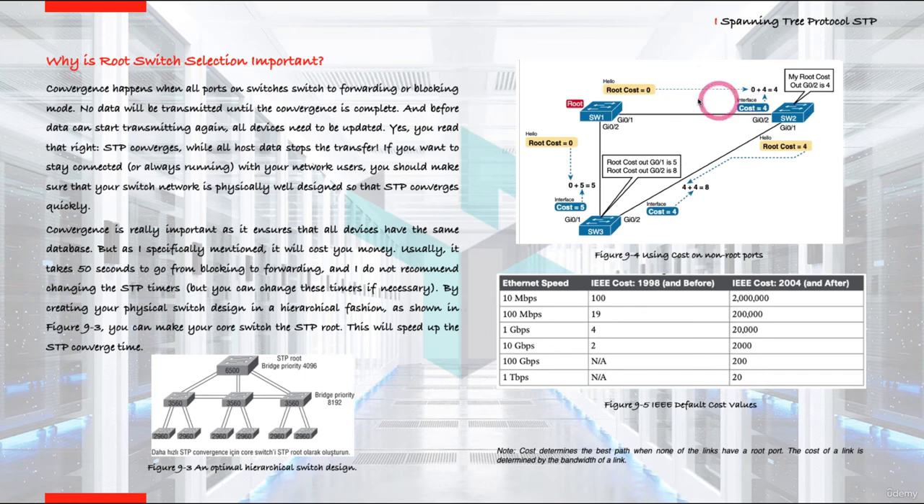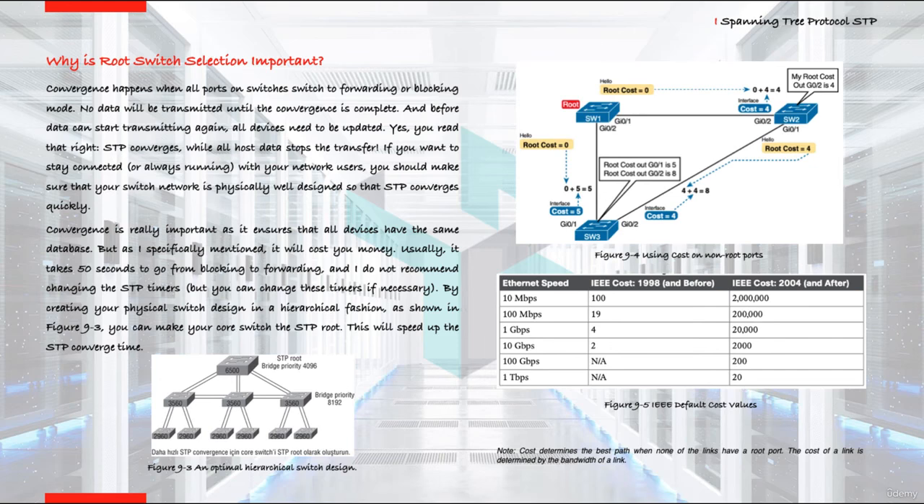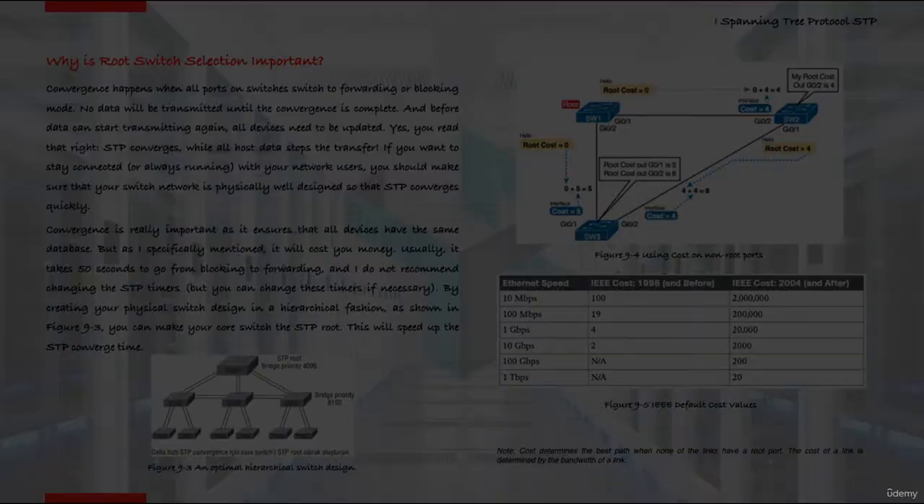You can see the selection of this in this way. The cost value between these two switches is 5. The cost value between these two switches is 8. The cost value between these two switches is 4. The ports of this switch are selected as the root port. The table here also has IEEE default values, which you can also change manually if you want.